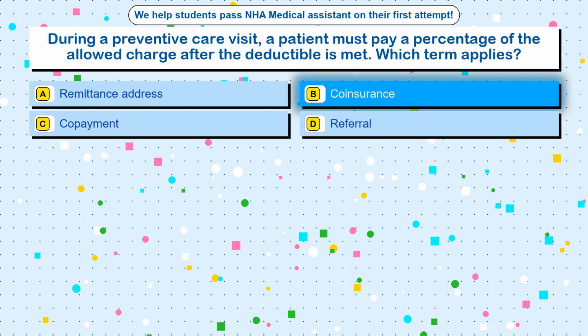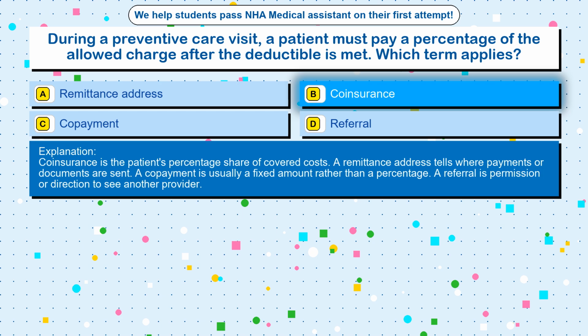Coinsurance. Coinsurance is the patient's percentage share of covered costs. A remittance address tells where payments or documents are sent. A copayment is usually a fixed amount rather than a percentage. A referral is permission or direction to see another provider.